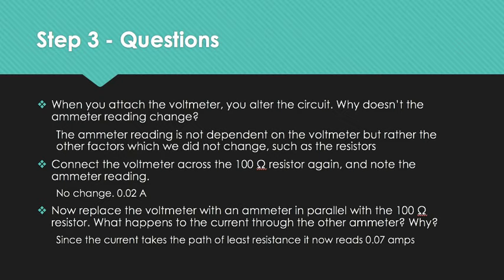I then replaced the voltmeter with an ammeter in parallel with the resistor. It asked what happened to the current through the other ammeter and why. I stated that since the current takes the path of least resistance, it now reads 0.07 amps.